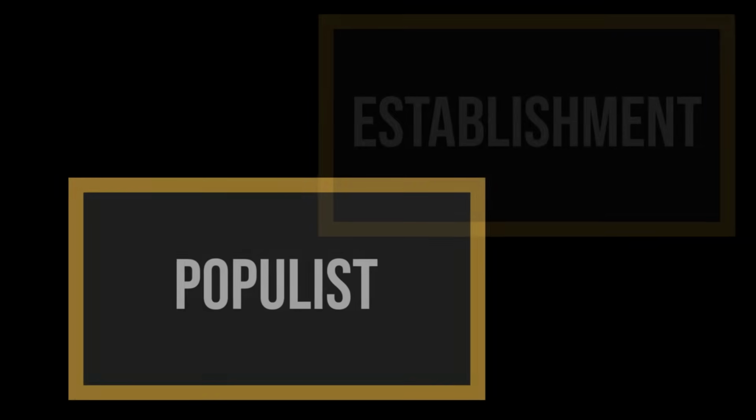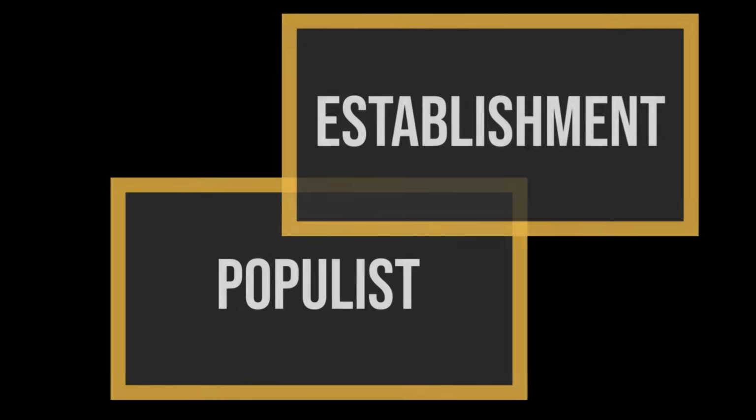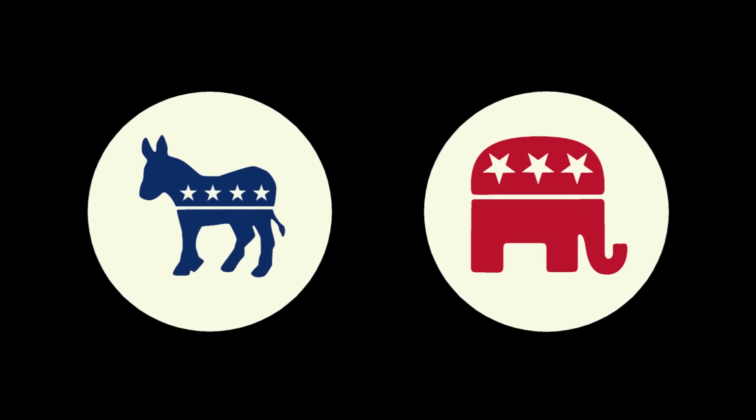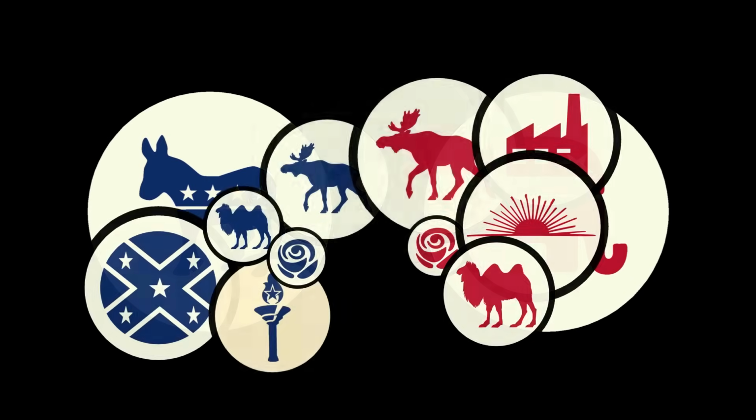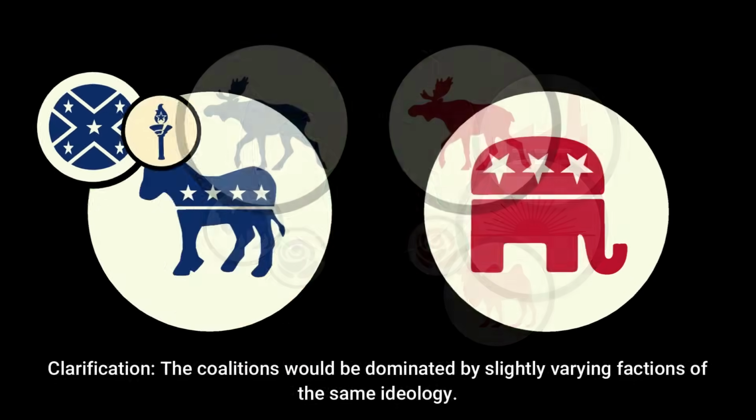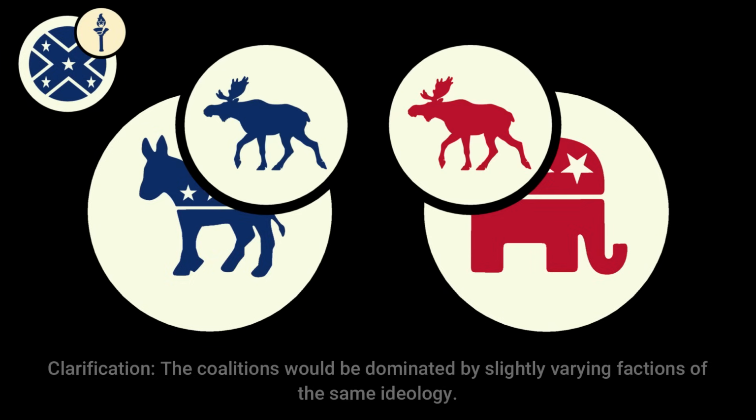Terms like populist and establishment have been thrown around a lot more in recent years, and that is because in the United States, parties are not monolithic ideological factions but broad coalitions which, since the progressive era, have largely only represented slight variations of the same ideology.